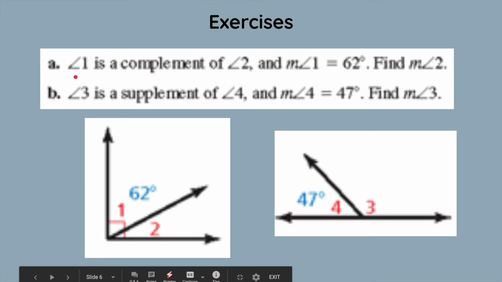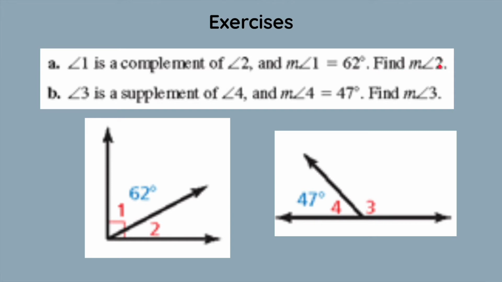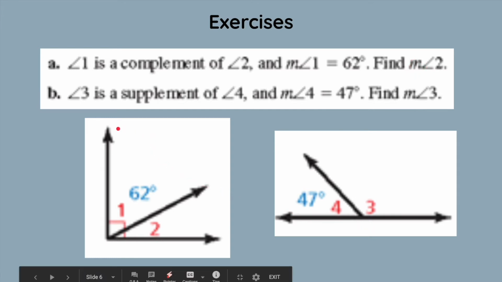So moving on, angle 1 is a complement of angle 2. The measure of angle 1 equals 62. Find the measure of angle 2. Whenever you see M in front of the angle measure, that just means measure. So we see here that in this 90-degree angle, we have a 62-degree angle, and then we have this other adjacent angle. All we have to do is subtract 62 from 90, and that totals to 28. So the measure of angle 2 would be 28 degrees.